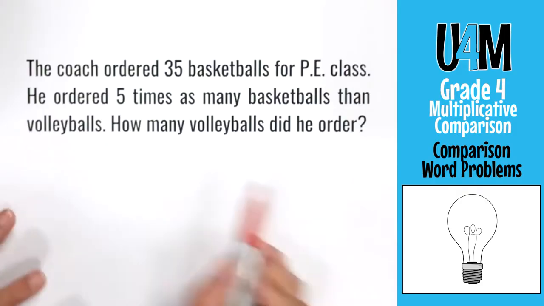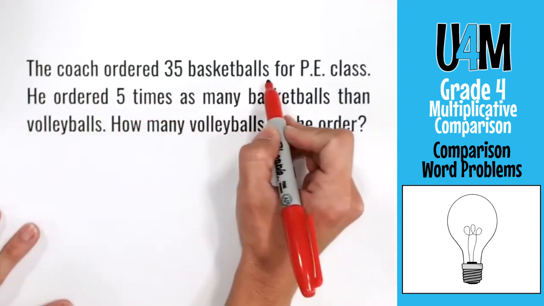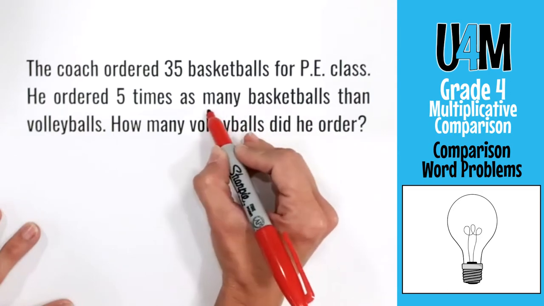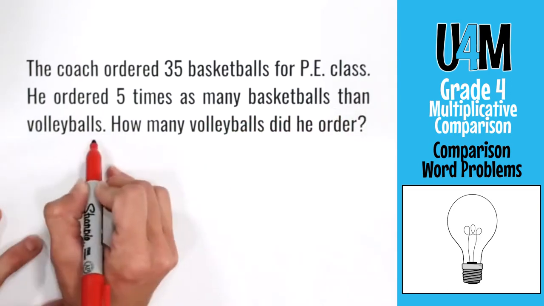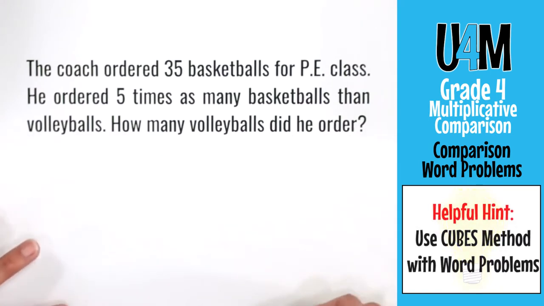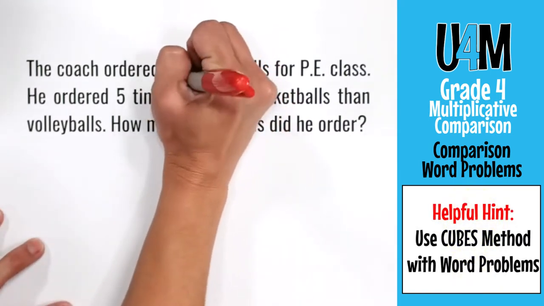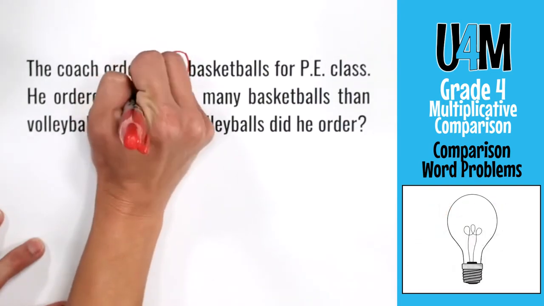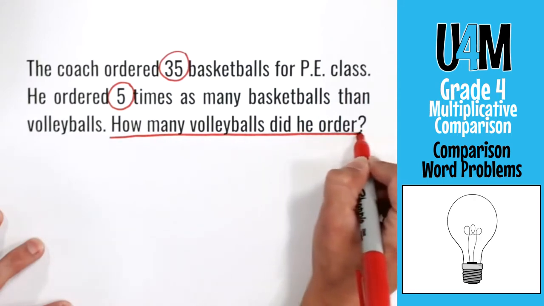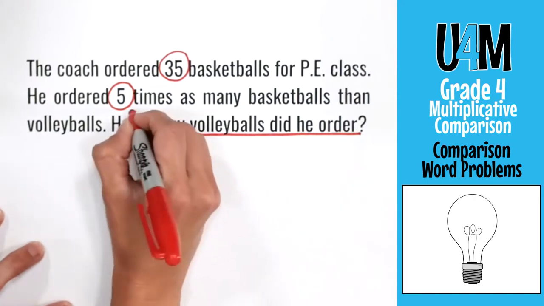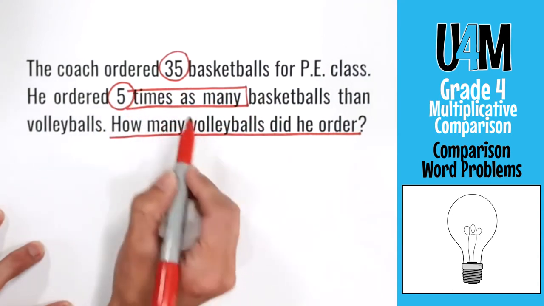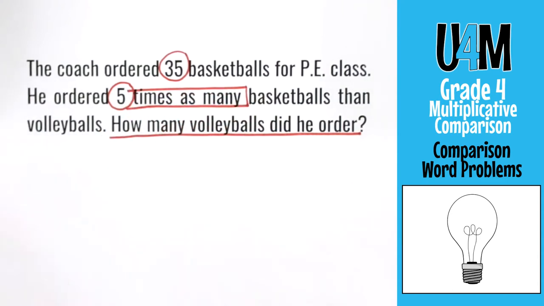In our first example, we have the coach ordered 35 basketballs for PE class. He ordered 5 times as many, oh, there's that key word, basketballs than volleyballs. How many volleyballs did he order? So we're going to start with our cubes method. Circle the numbers, 35 and 5. Then we're going to underline our question, how many volleyballs did he order? Then our keywords, times as many. And we know that indicates multiplication.